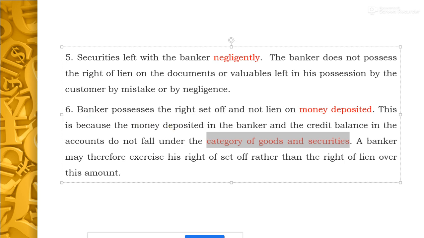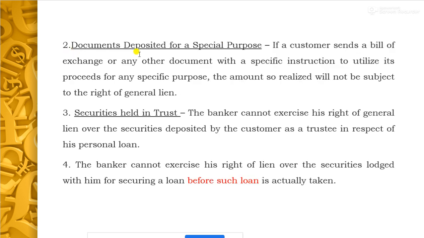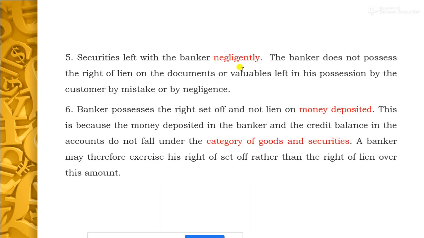So these are the various exceptions. Safe custody deposit, then documents deposited for special purpose or a specific purpose, securities held in trust before the loan taken, then left with the banker negligently, and with regard to money deposited. So these are the various exceptions to the banker's right of lien.